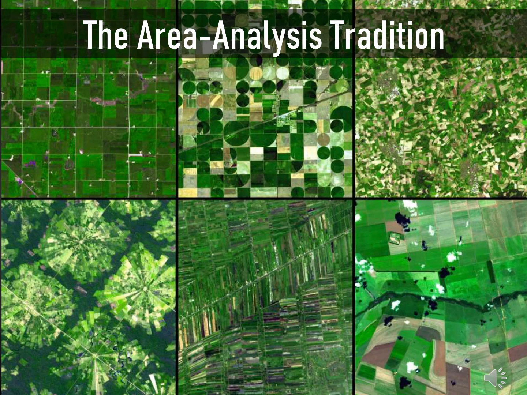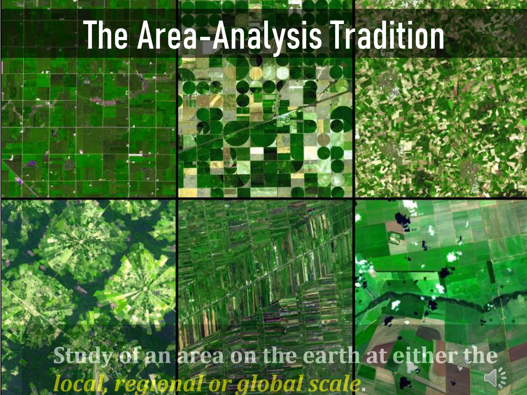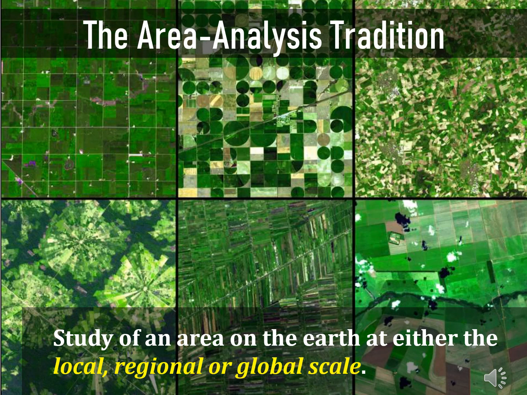The second tradition is area analysis tradition, also termed as area studies or local tradition. This tradition defines geography as the study of an area on the Earth at either local, regional, or global scale. Some core concepts of this tradition are description of regions or areas, world regional geography, international trends and relationships, and how regions are different from one another. Looking at facts such as religion, language, race, climate, and population of a certain region is area analysis tradition.